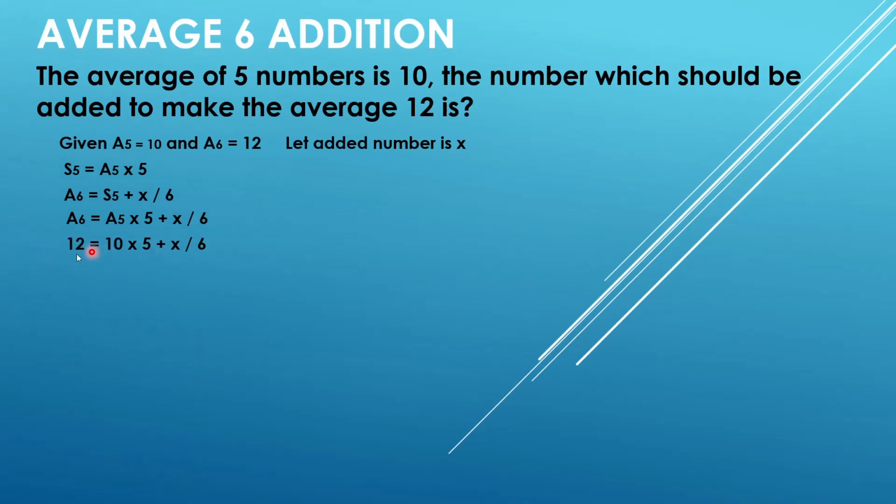After putting in these values, 12, 10, and this 6, we multiply here. So what will be the answer? 72 and 50. This multiplication will be 50 plus x. Then x will go here, otherwise just 50 will go here, because x is a positive number. So 72 minus 50, so x will be 22. So if you add 22 to this number, then only your average will go to 12.